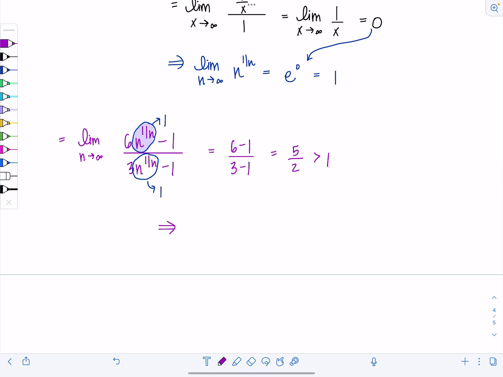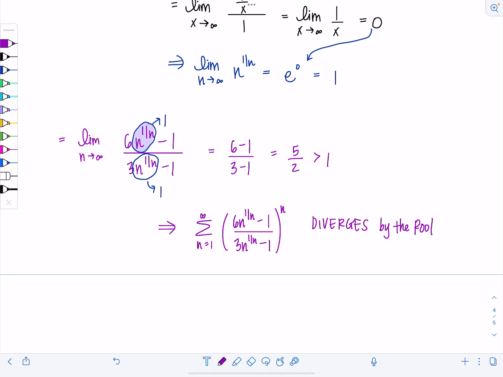So this tells me my original sum, n equals 1 to infinity of (6n^(1/n) - 1) over (3n^(1/n) - 1) raised to the n, diverges by the root test.